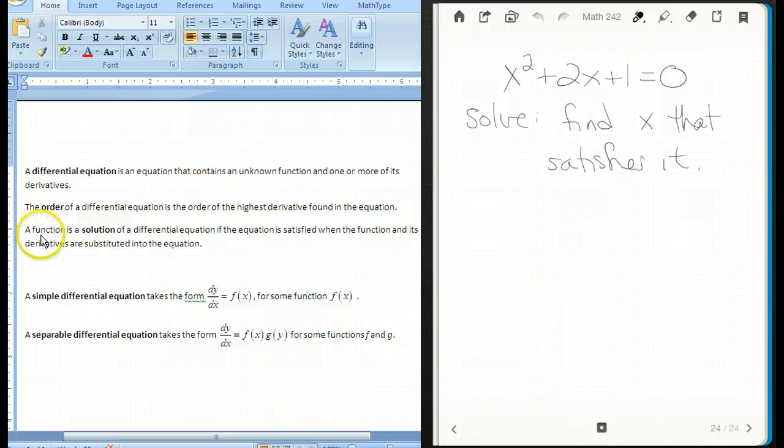Let's see what a solution means for a differential equation. It's going to be a function. A function is a solution of a differential equation if the equation is satisfied when the function and its derivatives are plugged into the equation. Just like we say x is a solution to an equation if you plug it in and everything works out nicely, we say a function is a solution of a differential equation. So let's first see if we can tell if we actually have a solution.